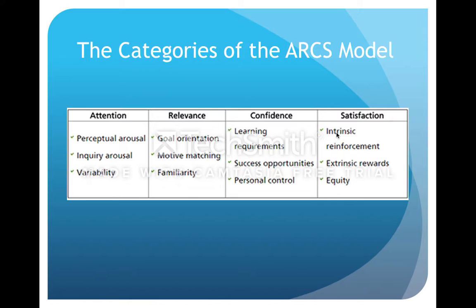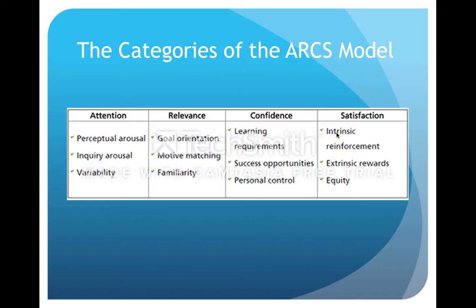Keller's ARCS Model has four categories. These four categories are attention, relevance, confidence, and satisfaction. Each of these four categories contains three subcategories as shown in the table.